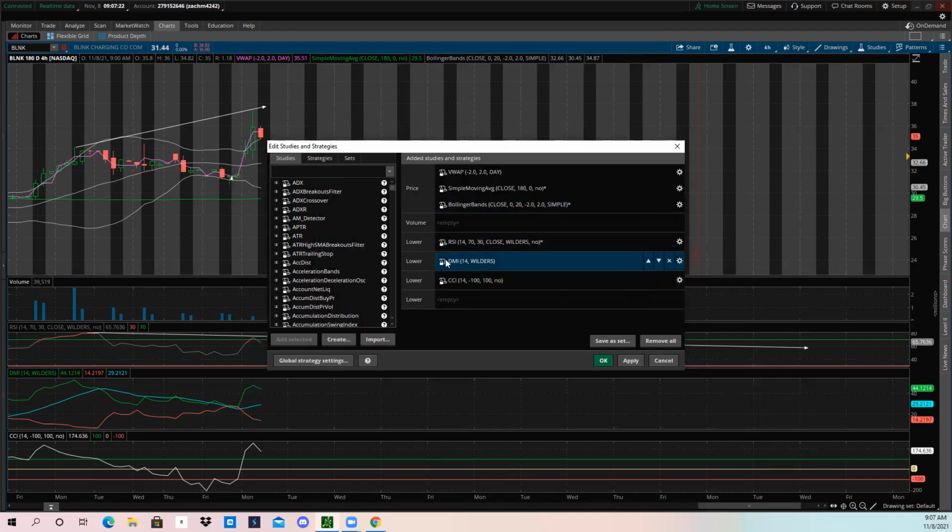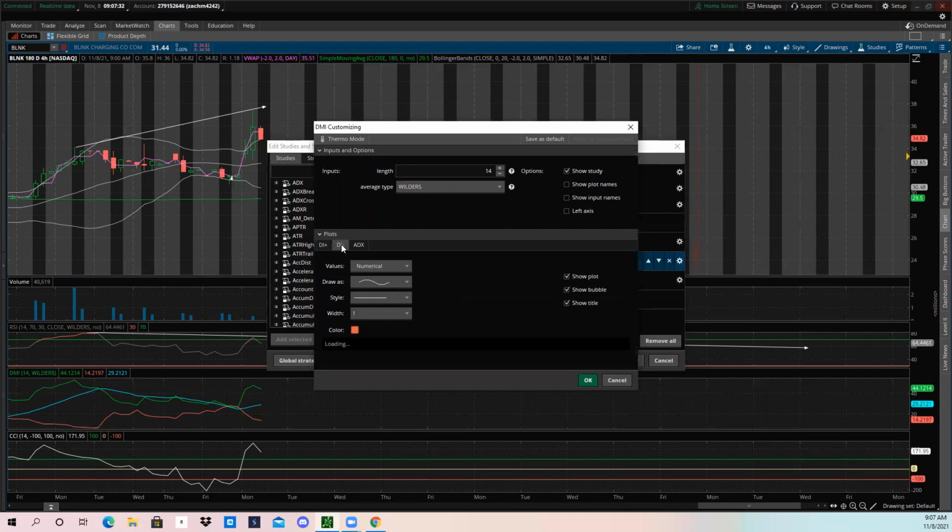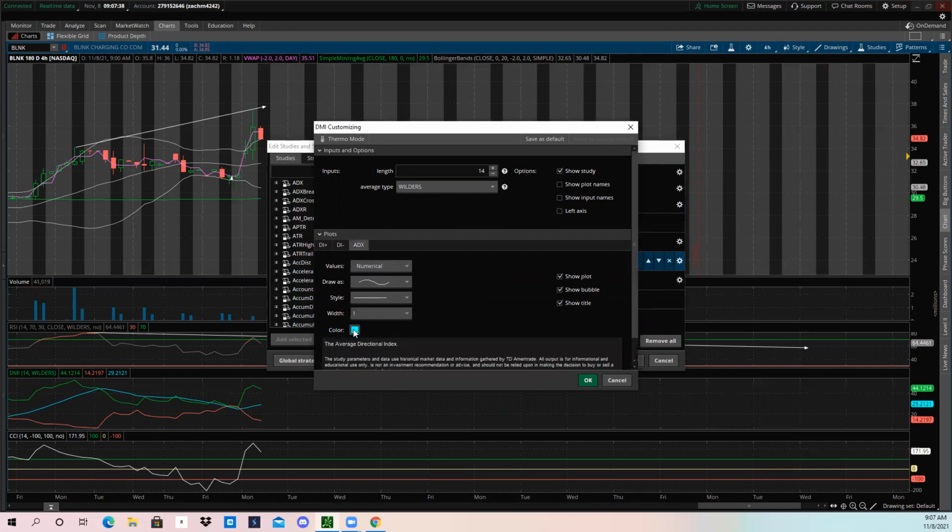And then we have the DMI. Okay, that was the one that I was telling you guys about the buyers and sellers and who's in control. So we put the plus, that's the buyers. We'll put that with green. Okay, the sellers with the red. And then the ADX is going to be, I like this bright blue color, okay?